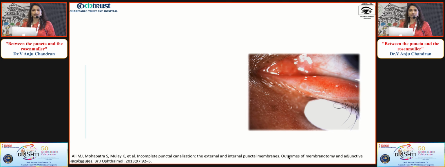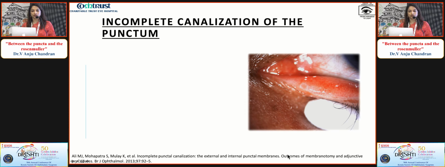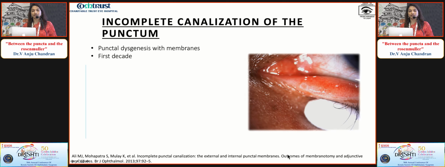Until I came across this entity, which was diagnosed very recently, I used to wonder why this patient has a puncta, but there's something over it which looks like a thin membrane. It was described by Dr. Javed Ali, and is called incomplete canalization of the puncta. It is basically punctal dysgenesis with membranes, and it presents usually in the first decade.